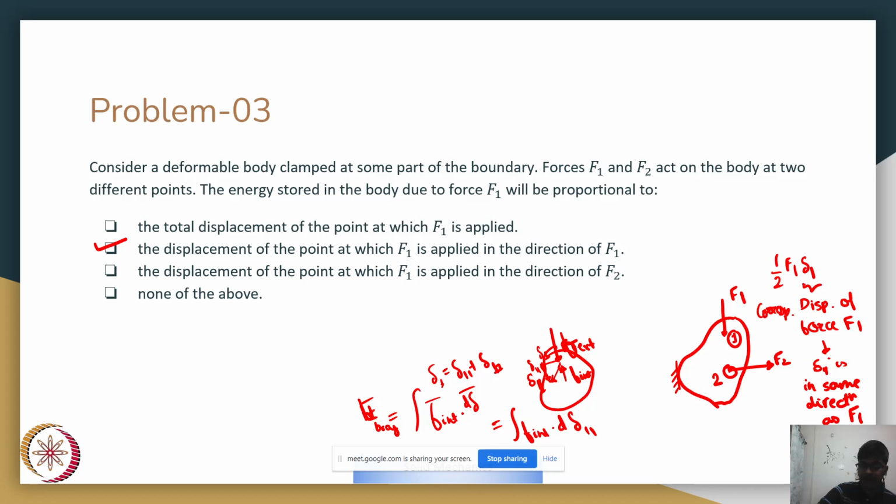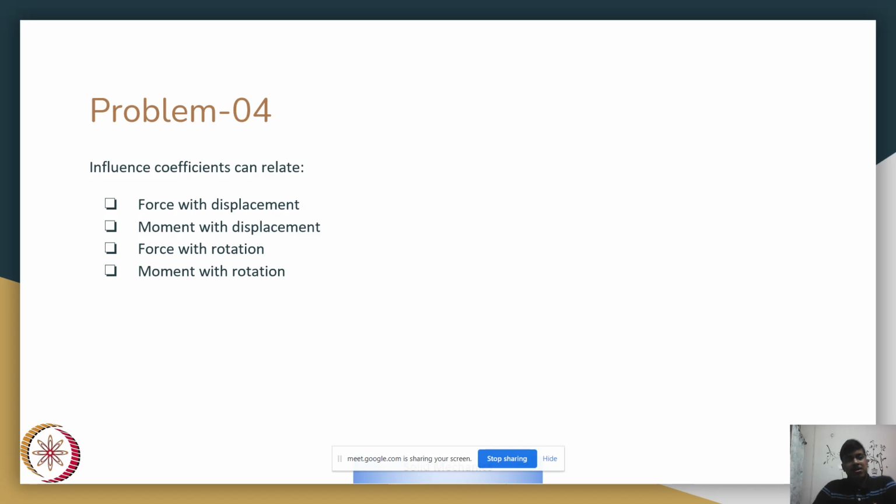So option B. Problem number 4. Influence coefficients can relate. So in general, you have delta i is equal to Kij Fj.